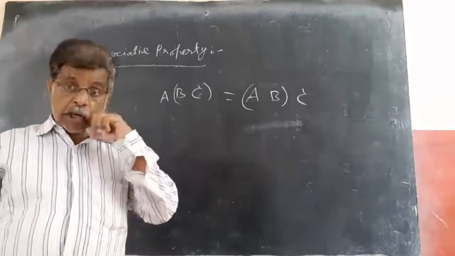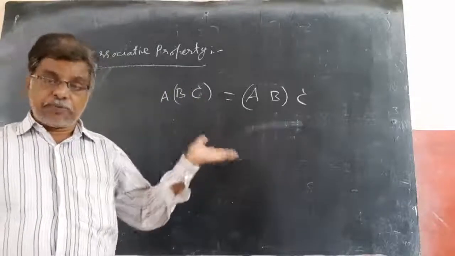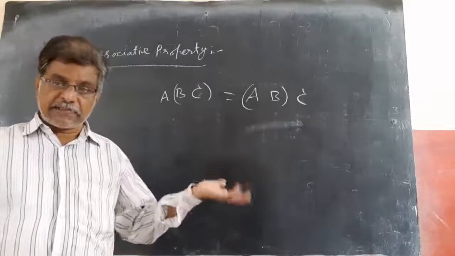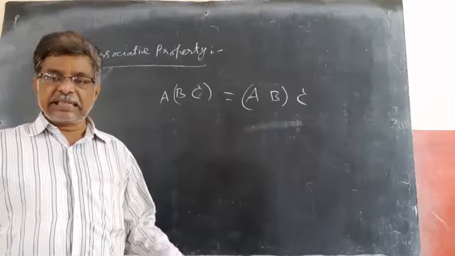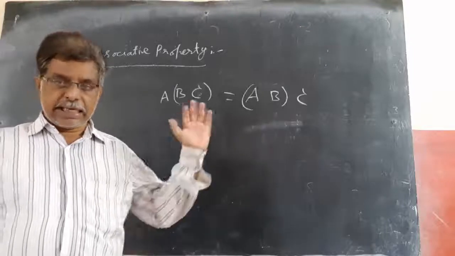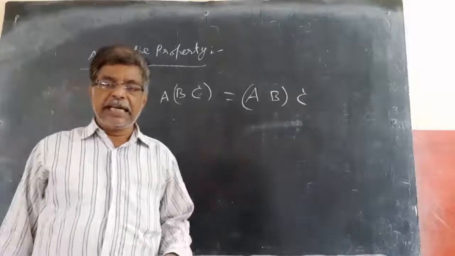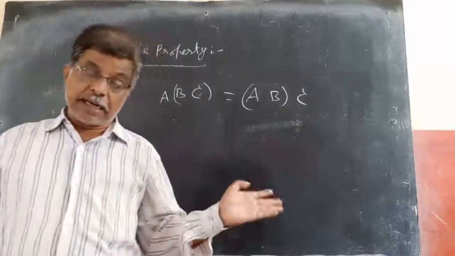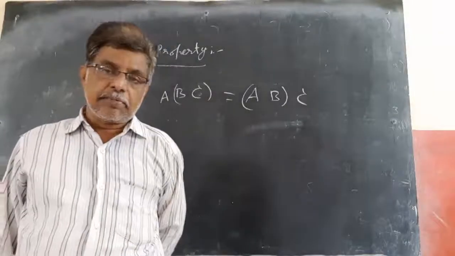Commutative fails because AB is possible, but BA need not be possible. Even if BA is possible, it need not be of the same order. If both are of the same order also, AB need not be equal to BA. Many cases are there. We'll see in the exercise sums that AB need not be equal to BA, even if they are of the same order. You can take many examples.